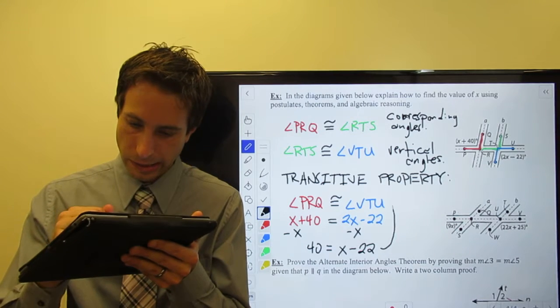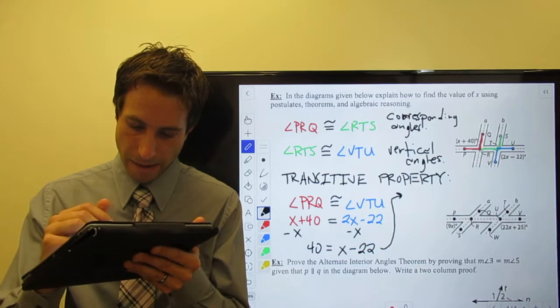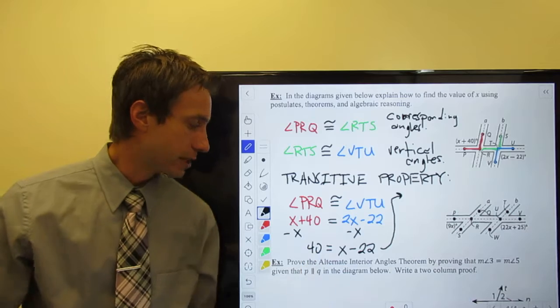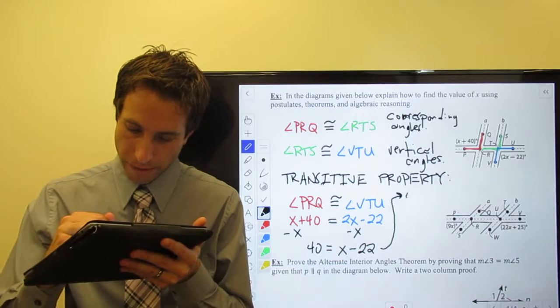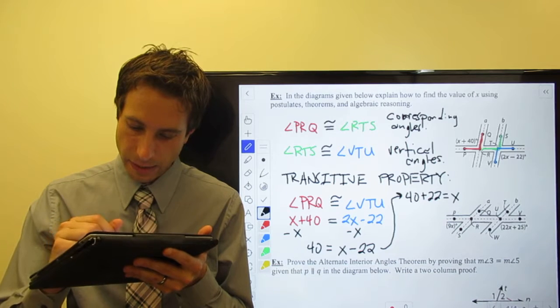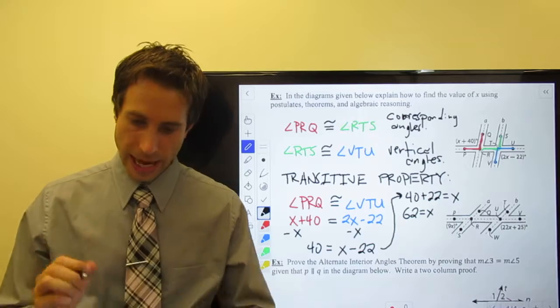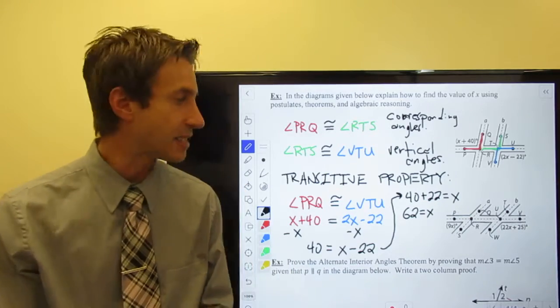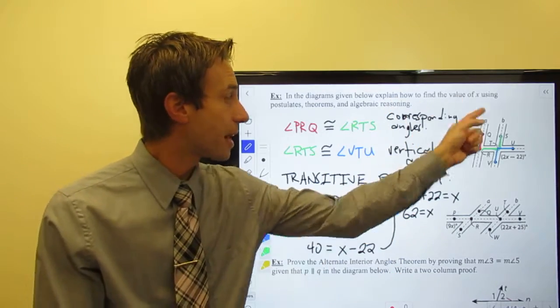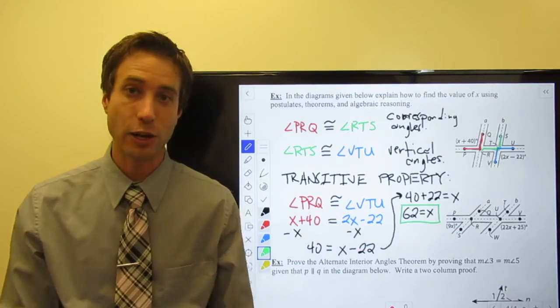Let me squeeze up over here. I am going to add 22 to the other side. So I'll have 40 plus 22 is equal to x. How about 62? x is equal to 62, and since they asked me to find the value of x, I'm done. I did it. Found the value of x.